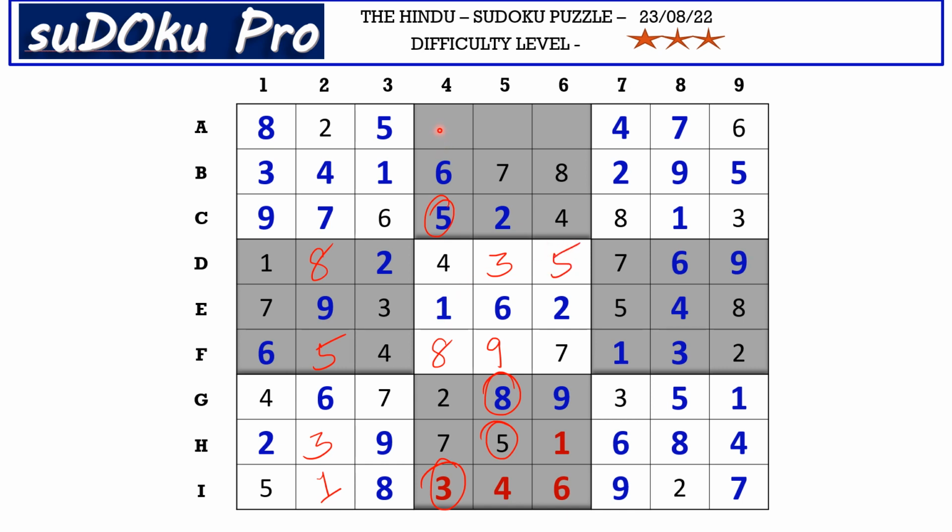Here in column 4 the missing number is 9. Here the missing number is 1 and in column 6 the missing number is 3 and the puzzle is solved.